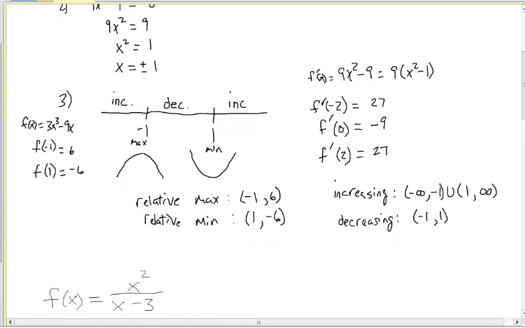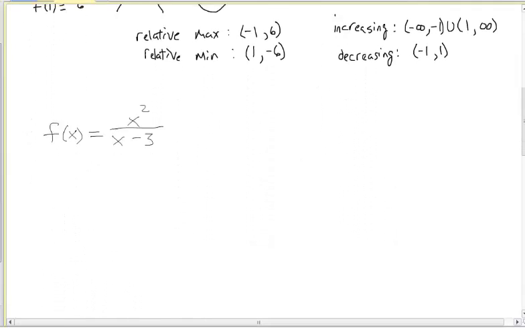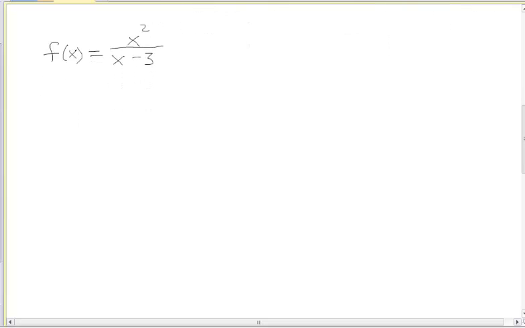In this next example, we have a rational function. So we have f of x is equal to x squared divided by x minus 3. So the first thing we need to do, and we didn't do this in the other one, it was a polynomial, is identify the domain. So here I want to identify the domain.